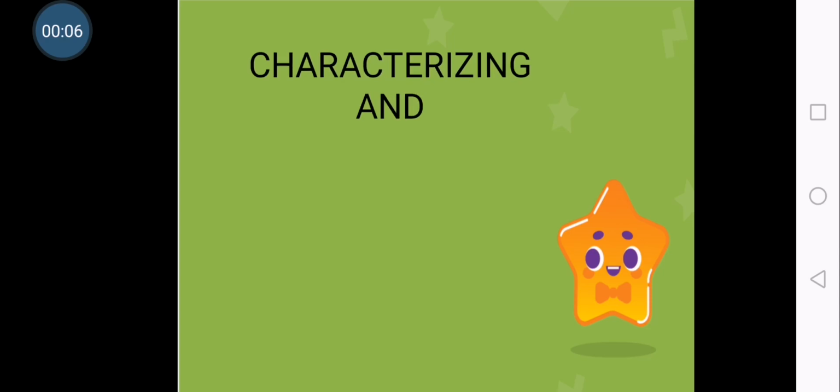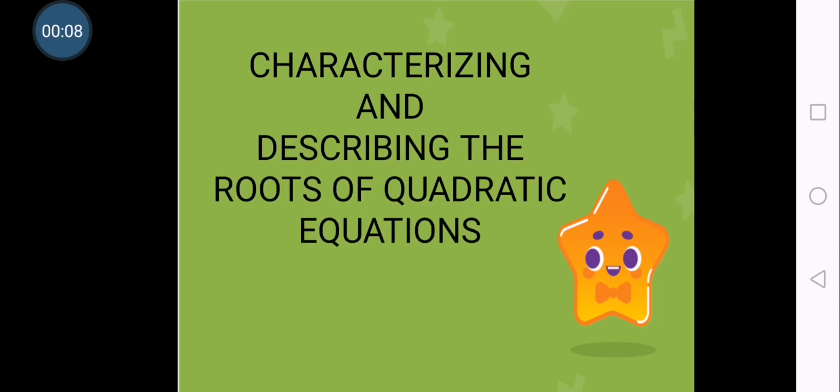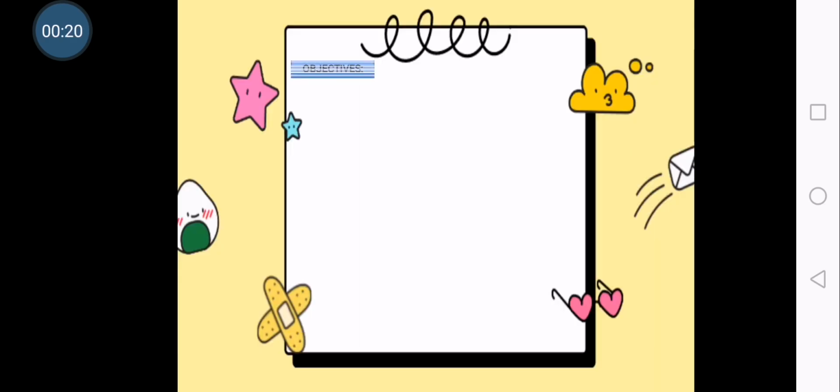Hello grade 9. Ang ituturo ko po sa inyo ay about characterizing and describing the roots of quadratic equations. Ito po ay napakasimple lang at madali, kaya makinig ng mabuti dahil ito po ay ipapaliwanag ko in Taglish.